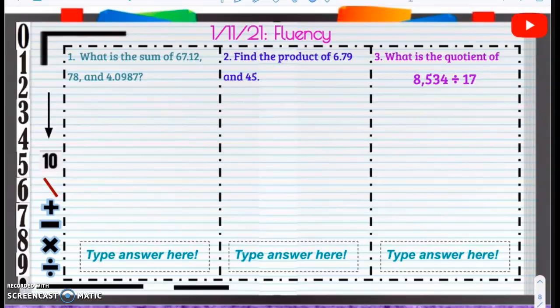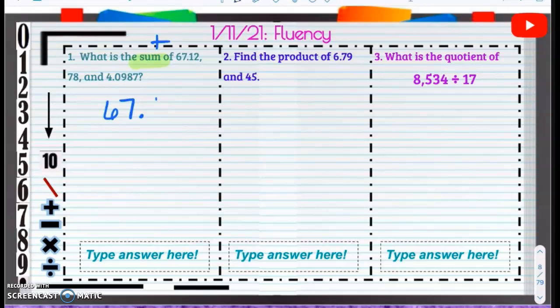January 11th, 2021. Fluency. Number 1. What is the sum of 67 and 1200ths, 78, and 4 and 987 10,000ths? All right, so it says sum, so that means we're going to add here. Remember, when we're adding or subtracting decimals, what do we need to do? Line them up. So let's line them up.